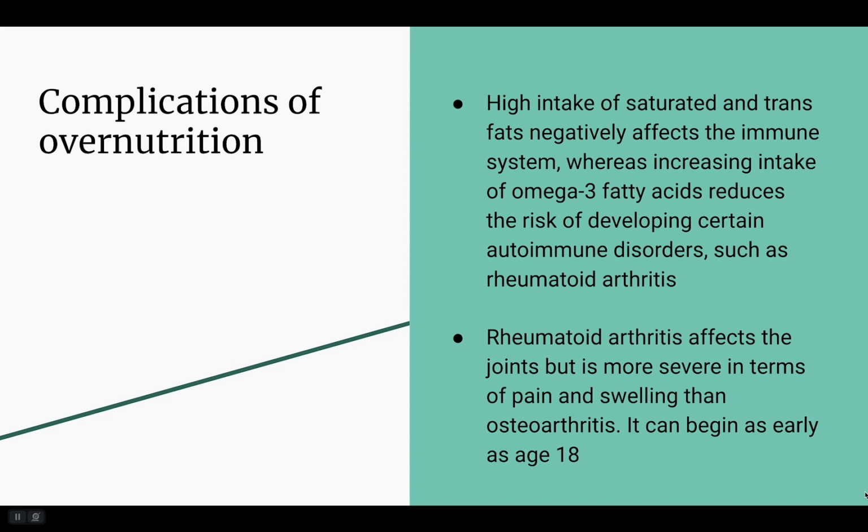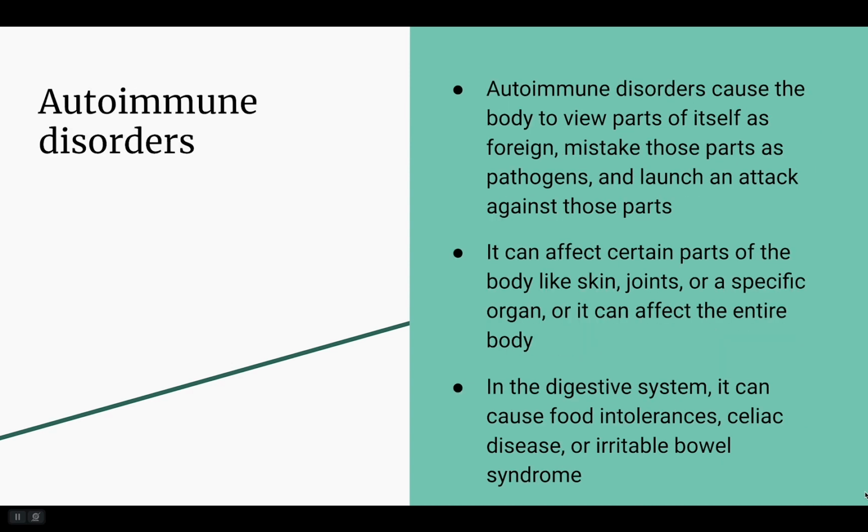Rheumatoid arthritis affects the joints but is more severe in terms of pain and swelling than osteoarthritis. It can begin as early as age 18. Nursing assistant interventions for osteoarthritis also can be used to help manage the discomfort of rheumatoid arthritis.